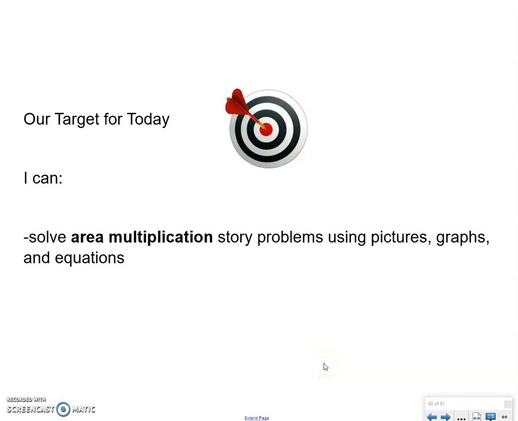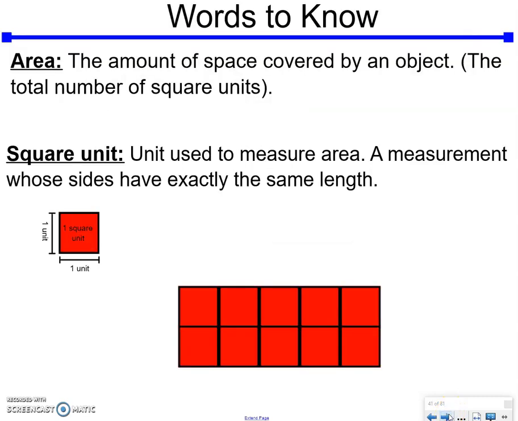Good morning, third grade. Our target for today is: I can solve area multiplication story problems using pictures, graphs, and equations. We know that area is the amount of space covered by an object, the total number of square units. We also know that a square unit is the unit that's used to measure area. It's a measurement whose sides have exactly the same length.